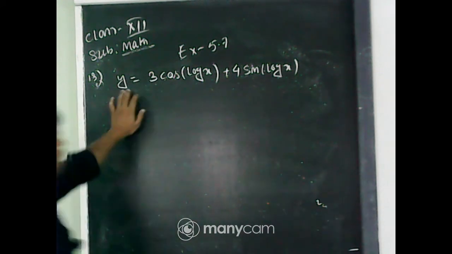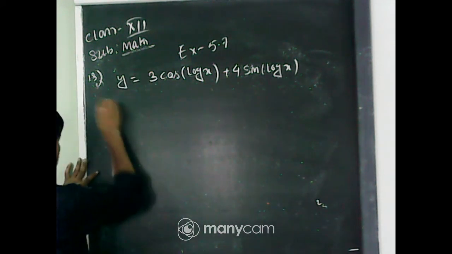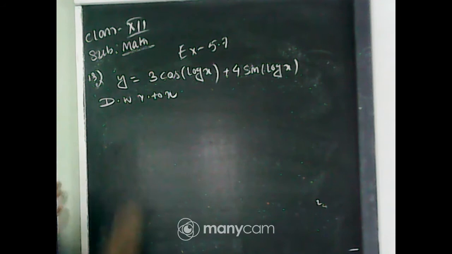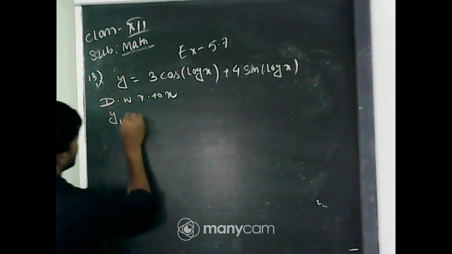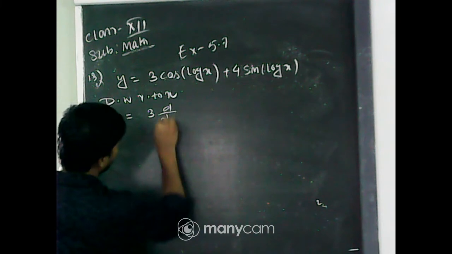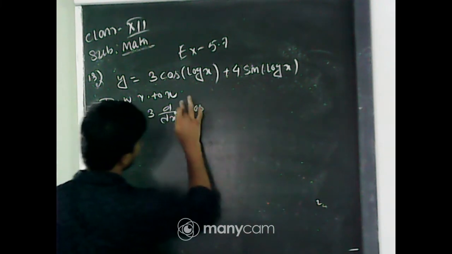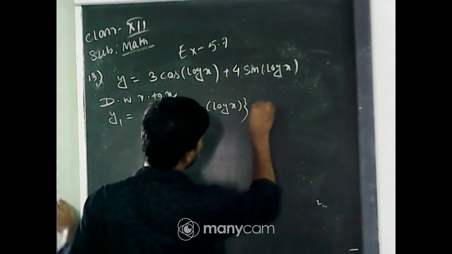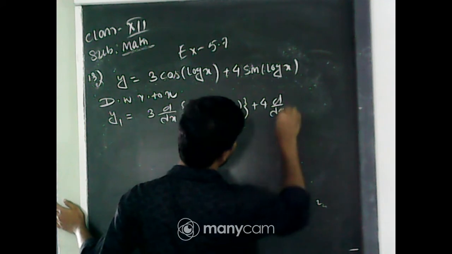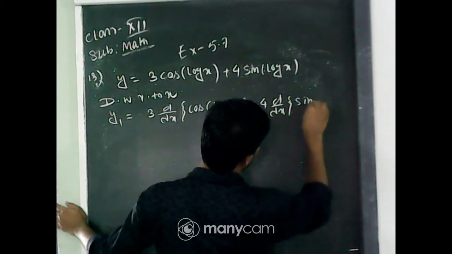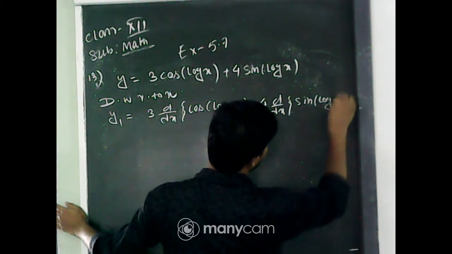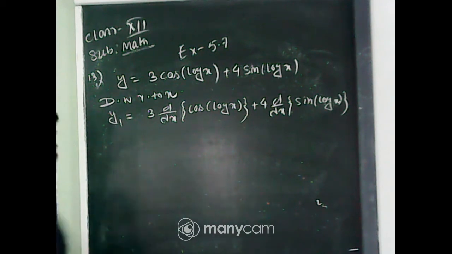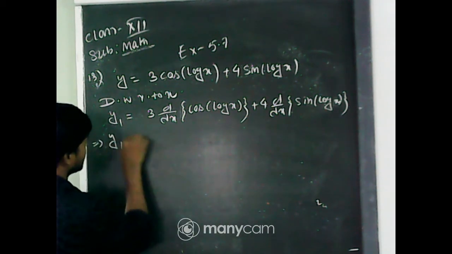So first differentiate this with respect to x. Differentiating with respect to x, the derivative of y is y1 is equal to 3 into derivative of cos of log x plus 4 into derivative of sin of log x. Now that means y1 is equal to 3.